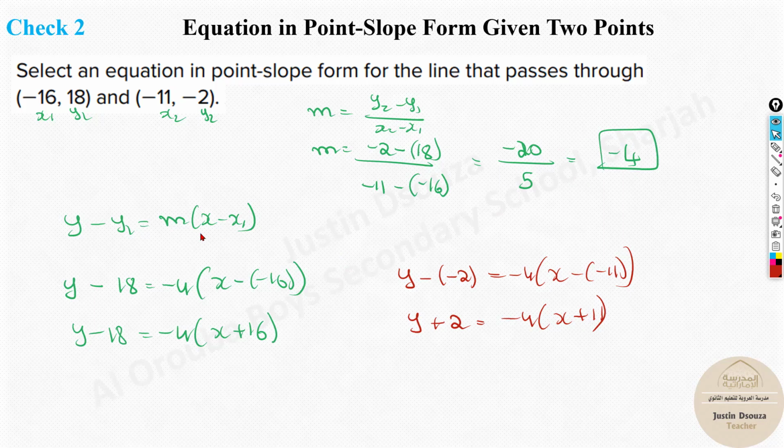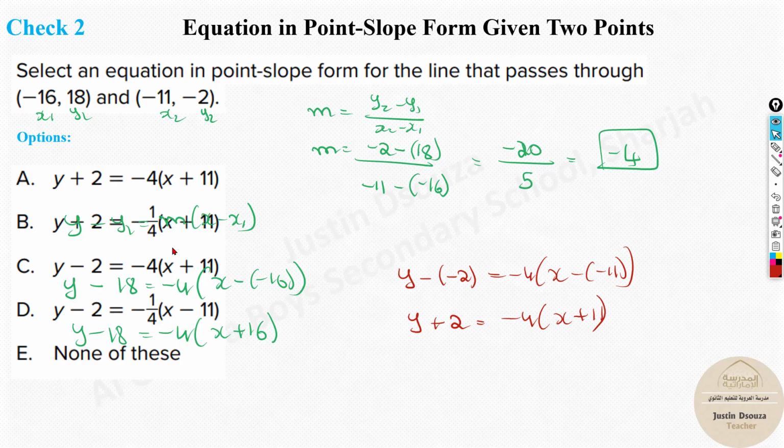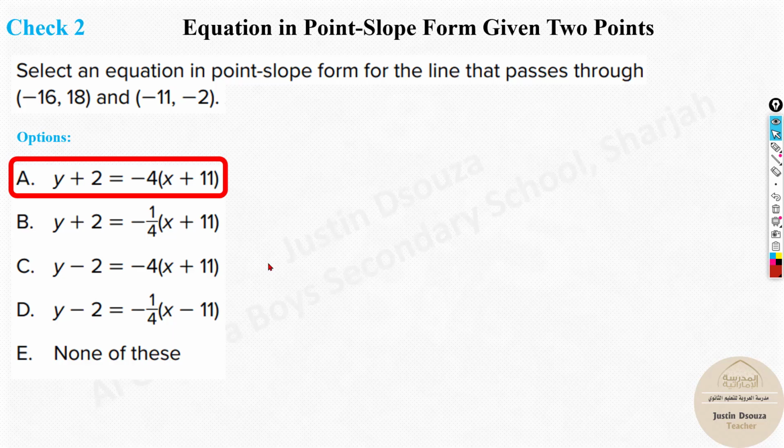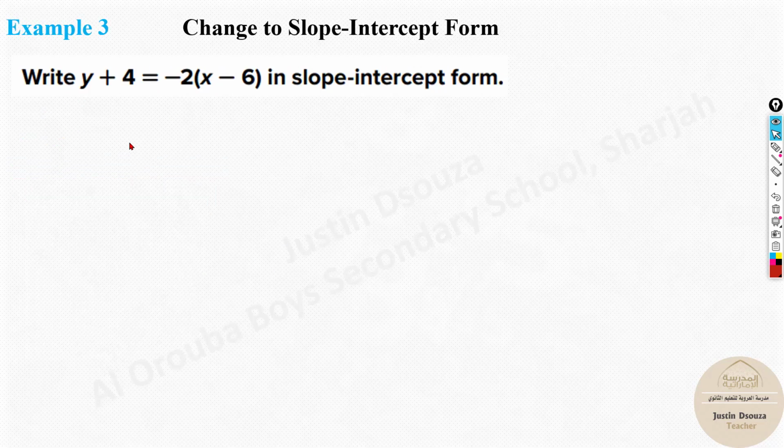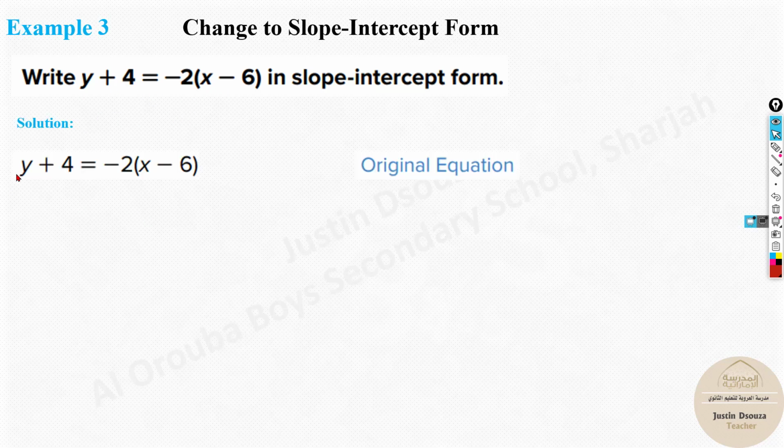The most important thing is the slope, that was minus 4, and then just putting the points in. A was the correct one here. Now here we need to simplify this problem to slope-intercept form. Again, a very simple problem. All you need to do is simplify this. This is the given question, right? How do you simplify? Distributive property.